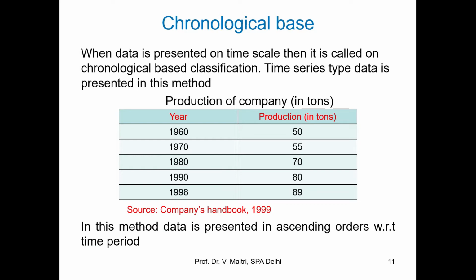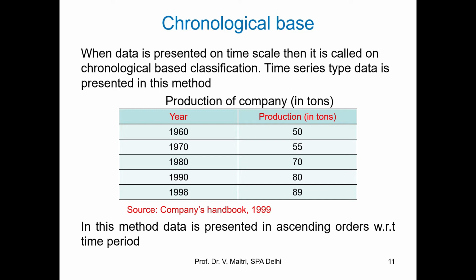Then chronological basis, that is on the basis of time. So it is time series data which you are presenting. Here we are showing the production of a company in tons in different years: 1960, 1970, 1980, 1990, 1998. This they publish in the company handbook 1999. It shows that the production is increasing. Now you can draw a conclusion that within this number of years, the production of this company is continuously increasing. This is the one conclusion which you have drawn from this table.